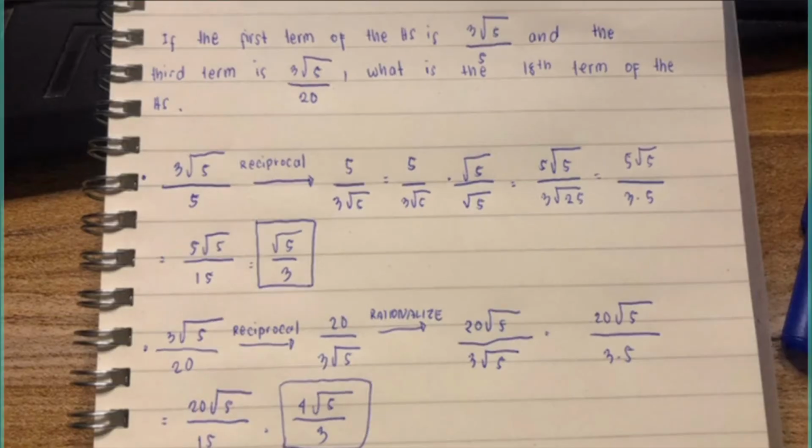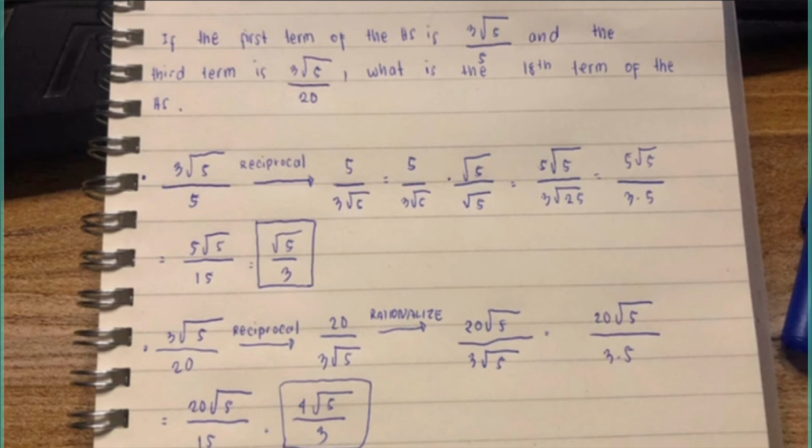So, in this example, we are going to have fun with radicals. If the first term of the harmonic sequence is 3 square root of 5 over 5, and the third term is 3 square root of 5 over 20, what is the 18th term of the harmonic sequence?